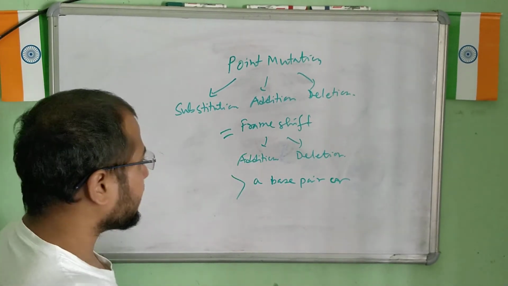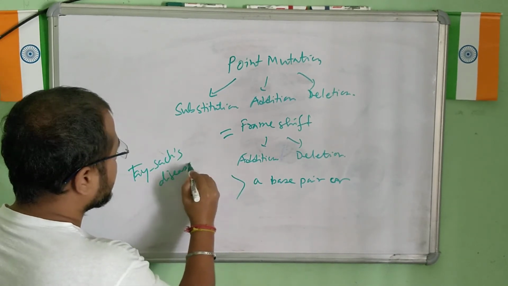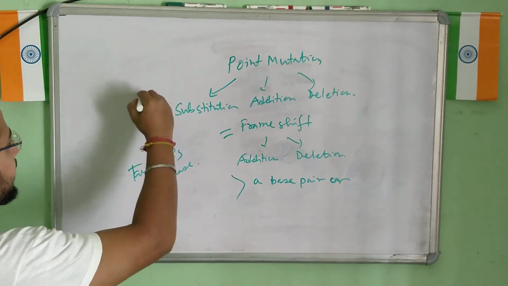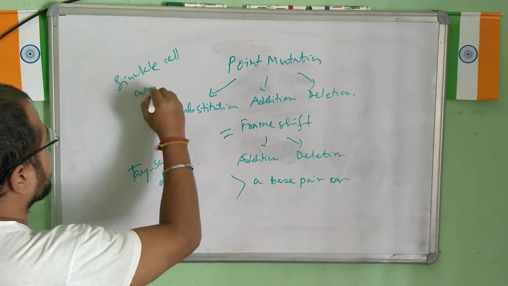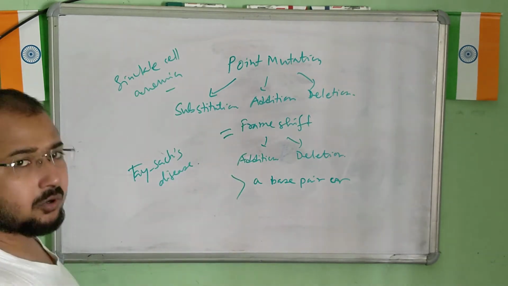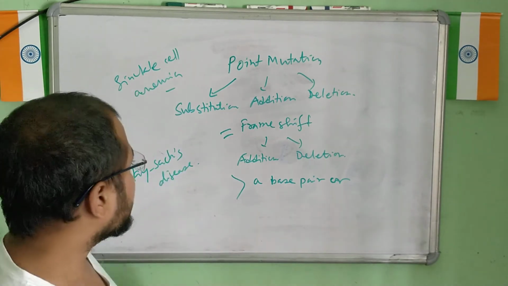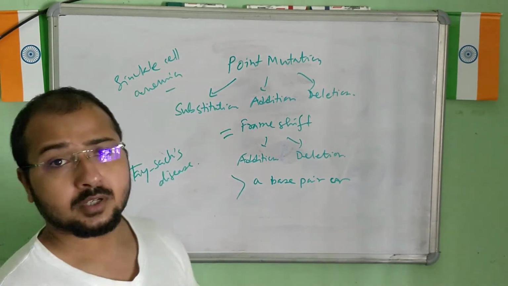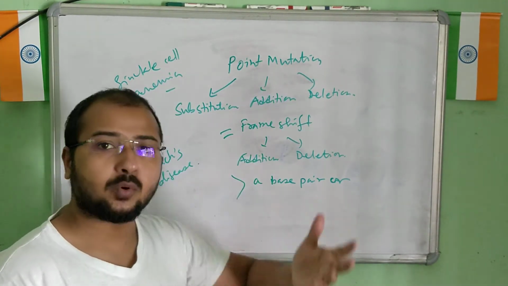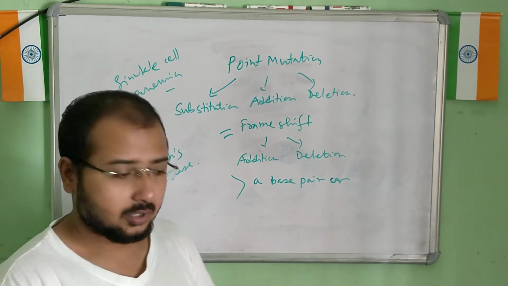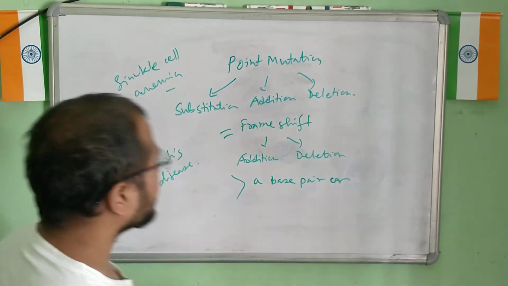Tay-Sachs disease is an example of frame shift mutation. For point mutation, you can write sickle cell anemia as an example. Down syndrome is a chromosomal disorder, sorry. So this is the point mutation and frame shift mutation. Point mutation is a change in a particular nucleotide molecule, and frame shift is more than one nucleotide molecule. It may be more than one base pair. Now I am going to the tRNA model.